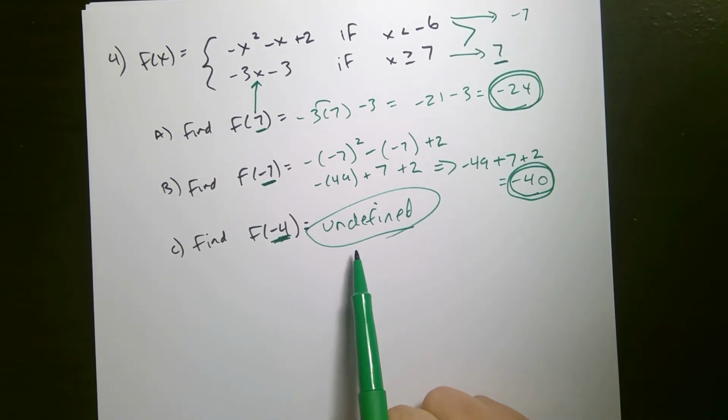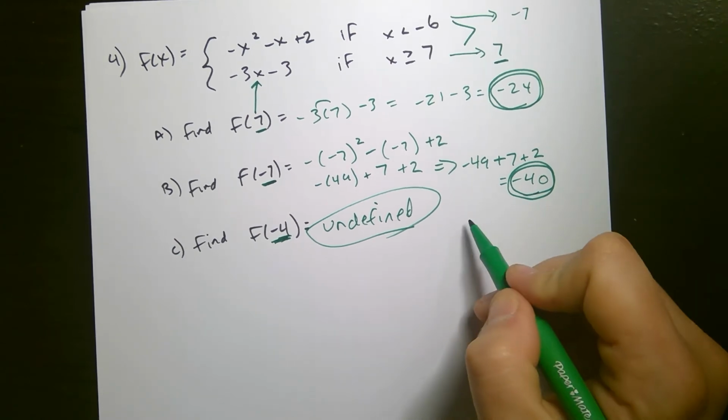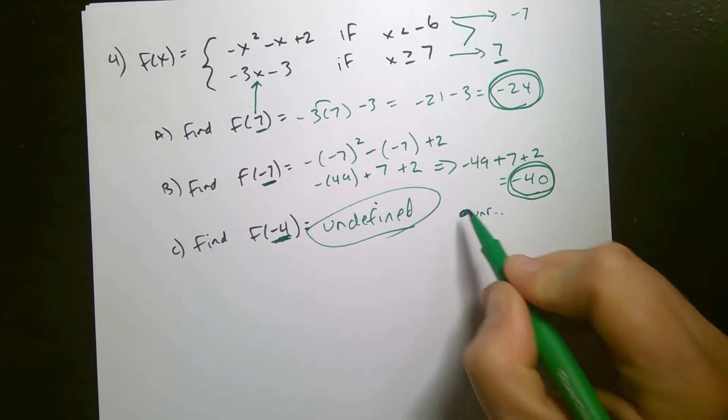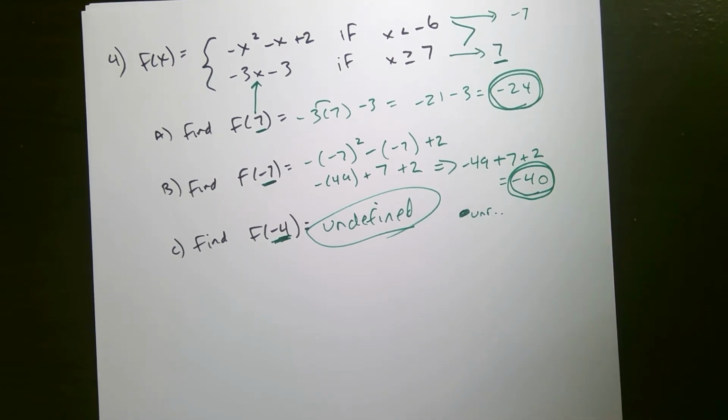When you get to letter C and the actual answer is undefined, you're not going to type that in. There's going to be a teeny tiny little button. And beside it, it's going to say the word undefined. You're going to just click on that button. And that's it. That's number 4.